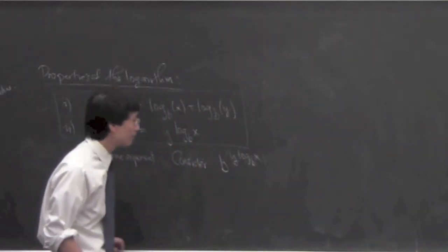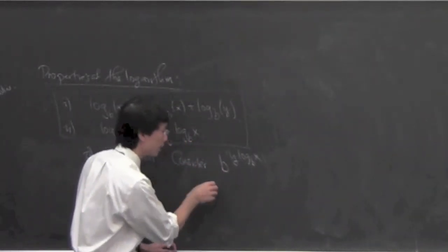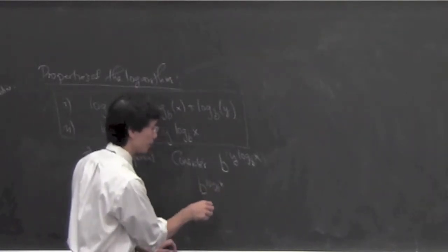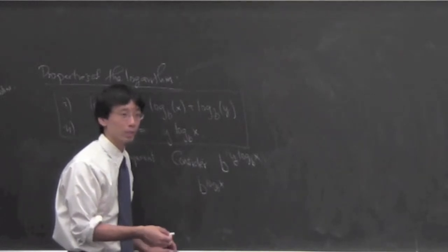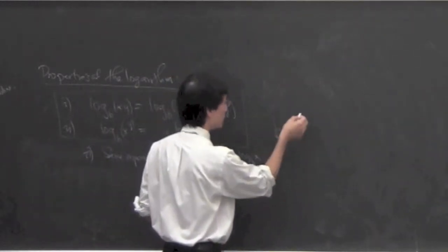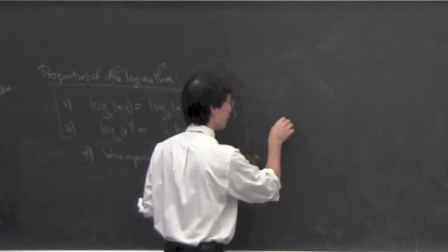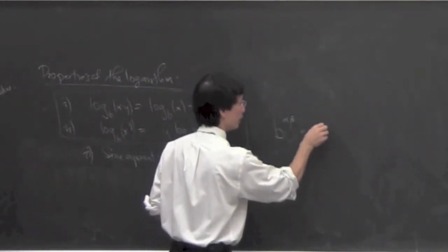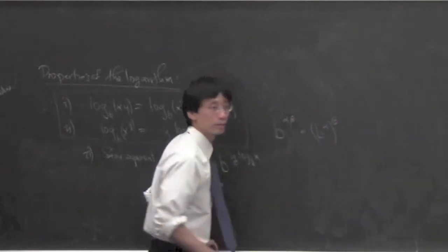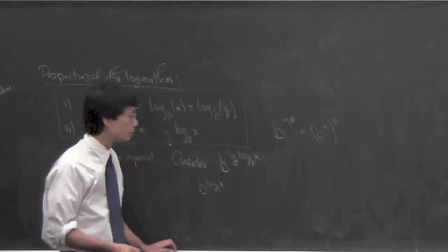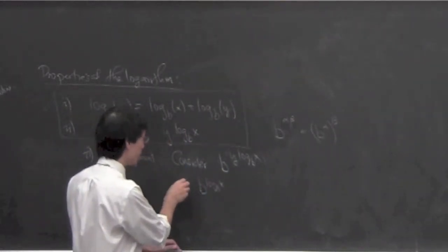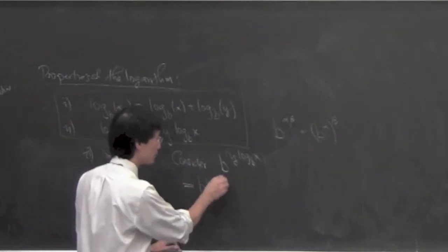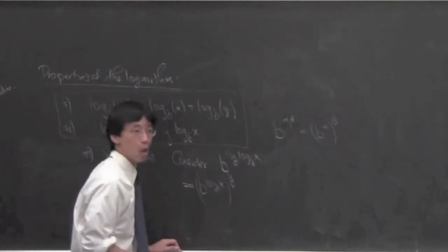Okay, good. So we know that this is, say, b to the y log b x, by the properties of exponents, right? What is b to the alpha beta? Well, that's b to the alpha to the beta, right? So we can write this thing as b to the log bx to the y.